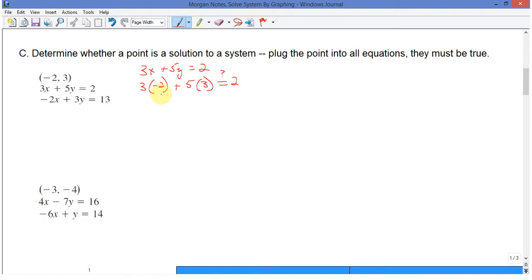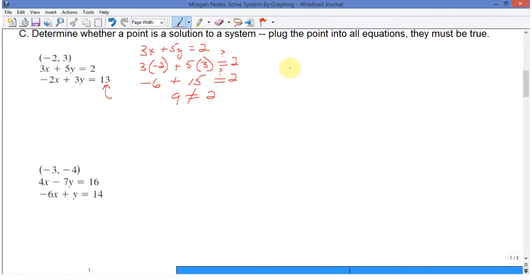So 3 times -2 is equal to -6, plus 5 times 3 is 15. Is that equal to 2? So -6 plus 15 is 9, is equal to 2. Well, that's not true. So right now we know that that point cannot be a solution to the system of equations. Even if that point would be true for the other equation, it still is not true for the first one that we tested, and so it still wouldn't be a solution.